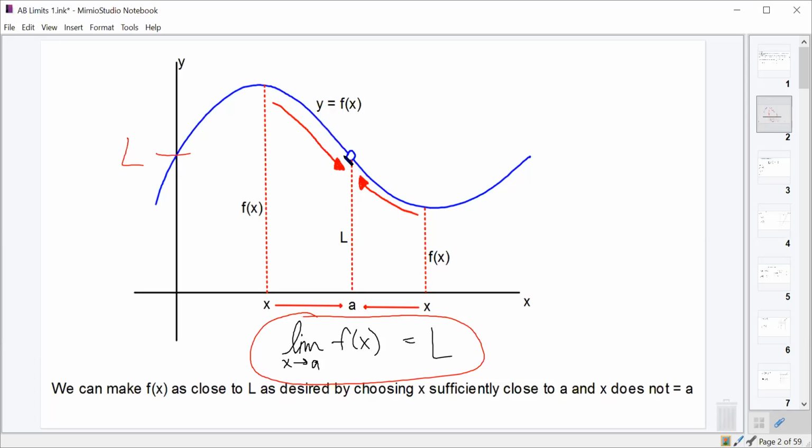So if I had some function, like let's say the function y equals x. Everybody's familiar with the function y equals x, I hope?